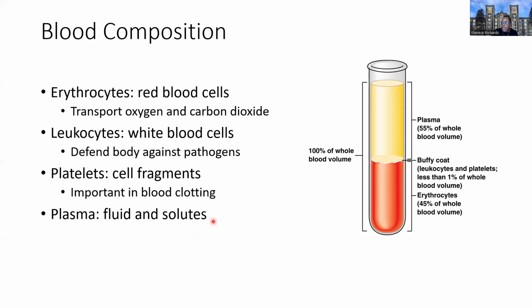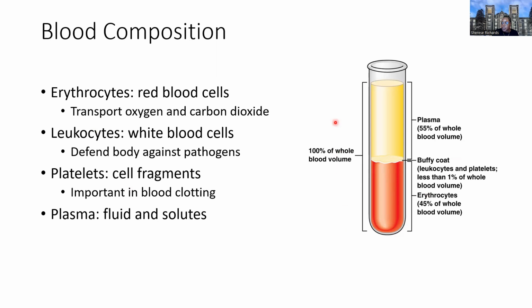And then plasma. Plasma is going to be the fluid component of blood. It's going to have fluid, which is basically our extracellular fluid, and solutes. The solutes that are going to be in the blood are electrolytes, sodium, potassium, etc., that are dissociated in that fluid.